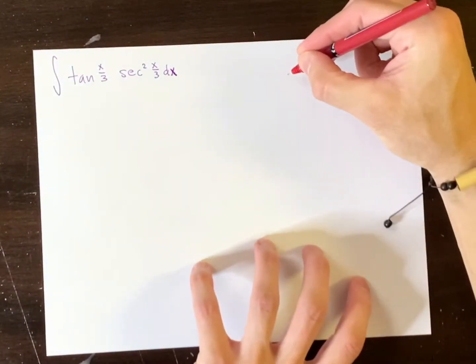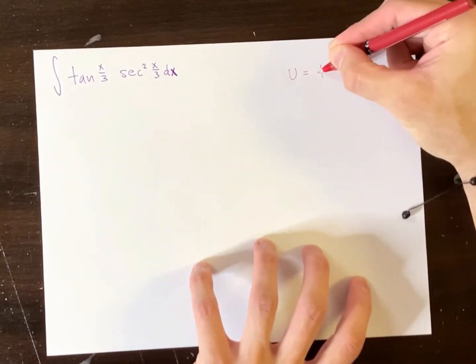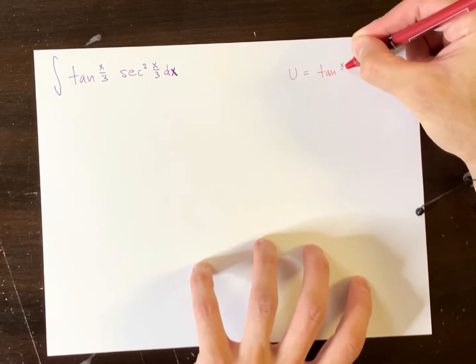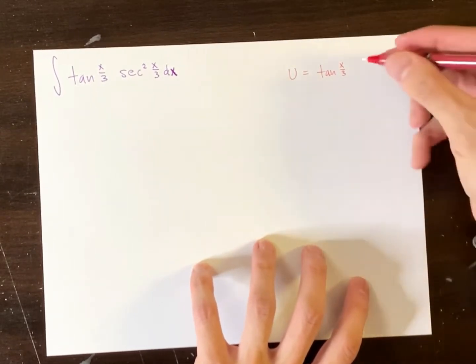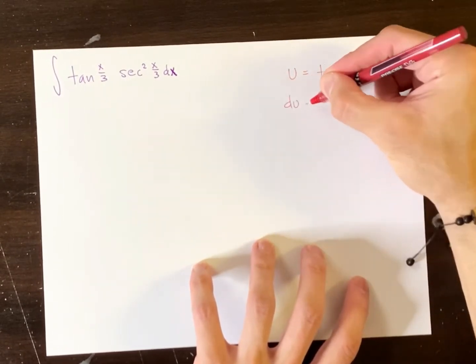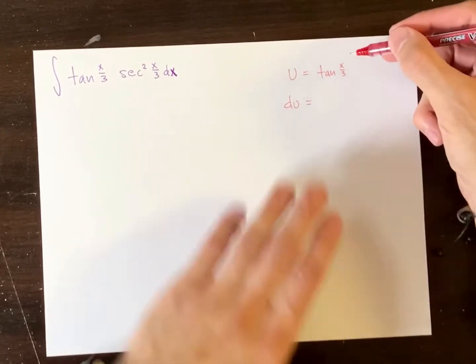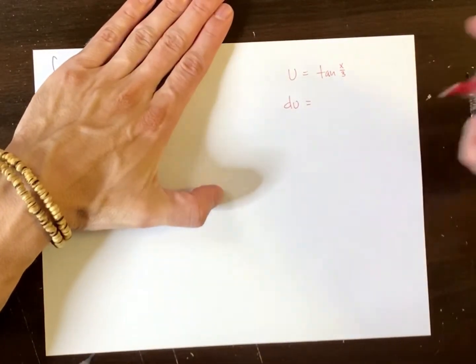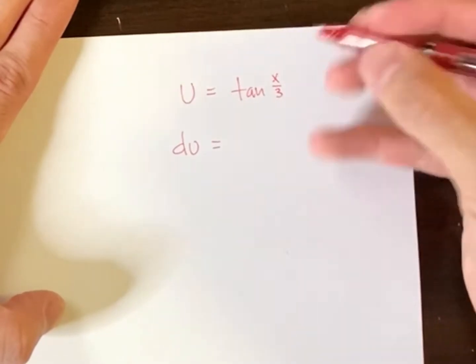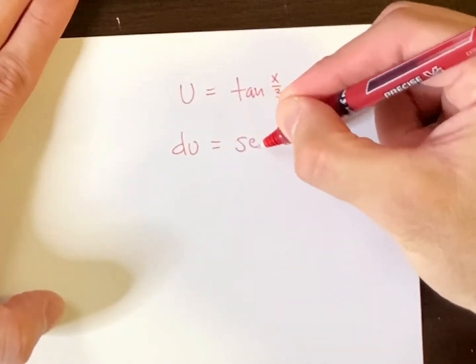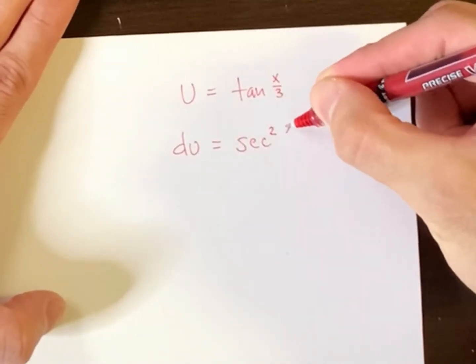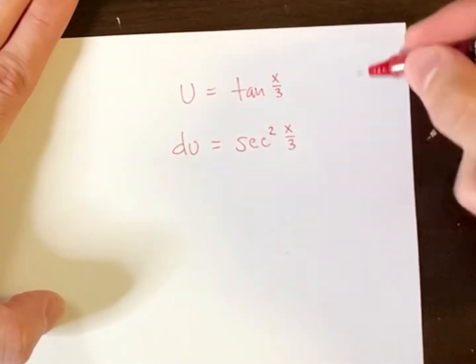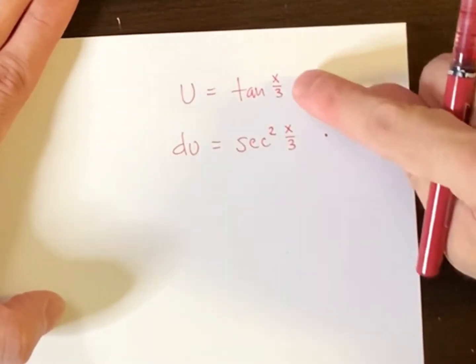So I would allow U to equal tangent of x thirds. If that's U, let us establish du, the derivative of this. So we're ignoring this for now. We're looking only over here. The derivative of tangent is going to be secant squared, and then we keep the stuff inside, but then we multiply by the derivative of the stuff inside.